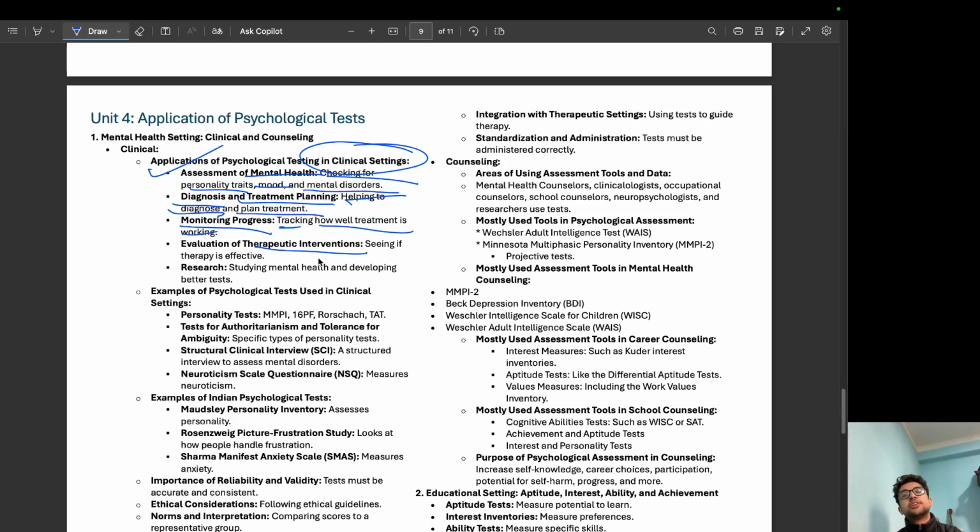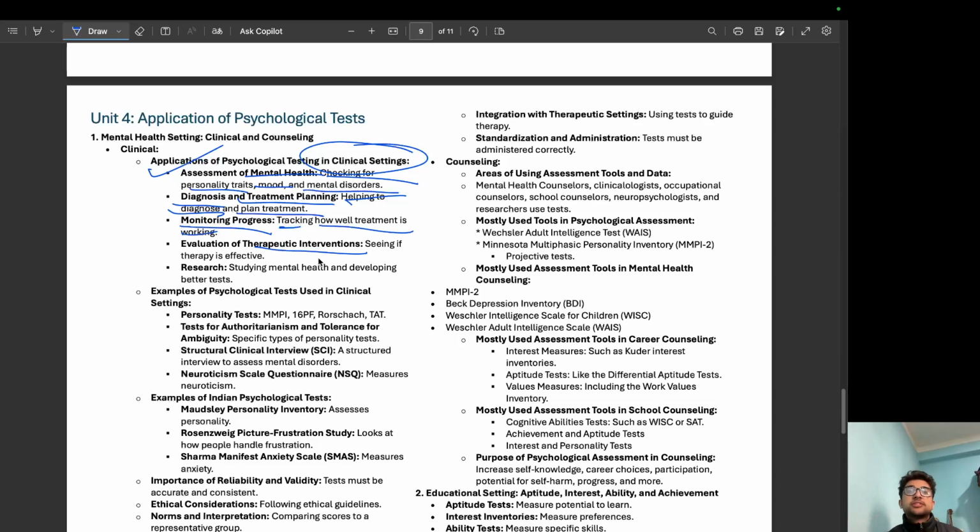So we use psychological tests in various settings, such as mental health settings, for example in clinical and counseling. For what? To assess, to diagnose, to create the treatment plan, to monitor progress, to evaluate whether therapeutic interventions are effective or not, working or not. And we are also going to use psychological tests for research purposes, creating much better tools or tests for the future, like maybe to understand mental health behaviors overall.